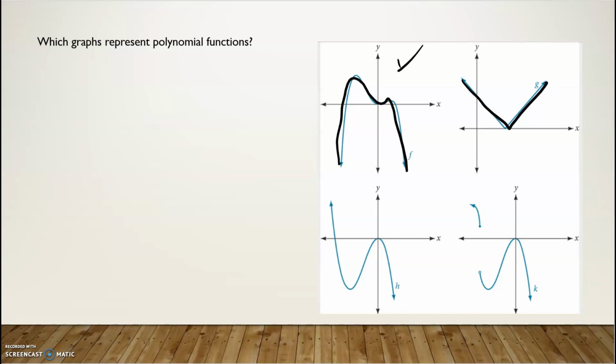Now this one does have a sharp corner right there, so this one's not a polynomial. So here is smooth and continuous, that's a polynomial. This one is smooth, but it is not continuous, so it is not a polynomial.